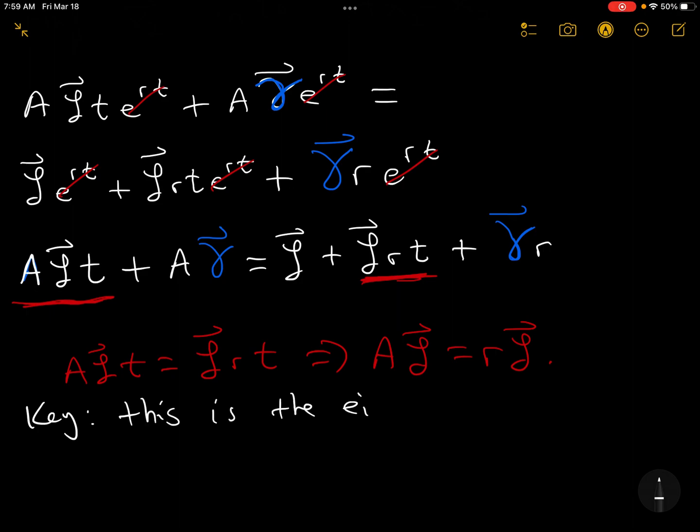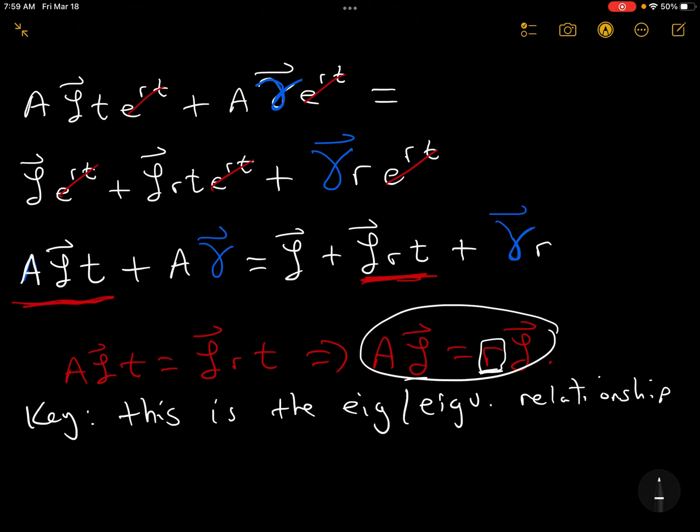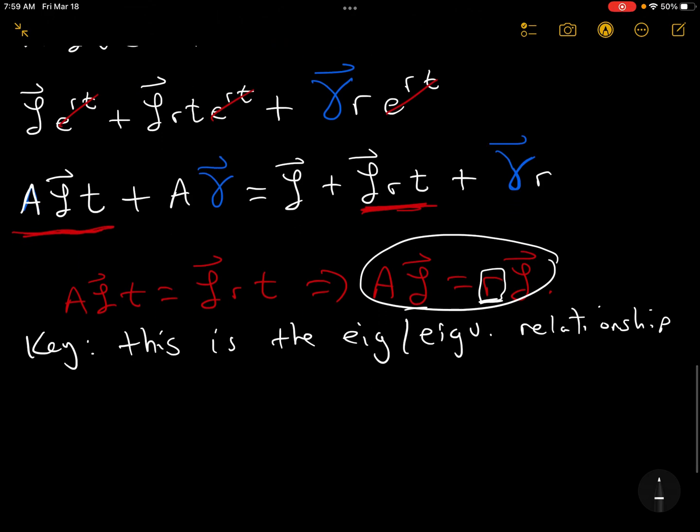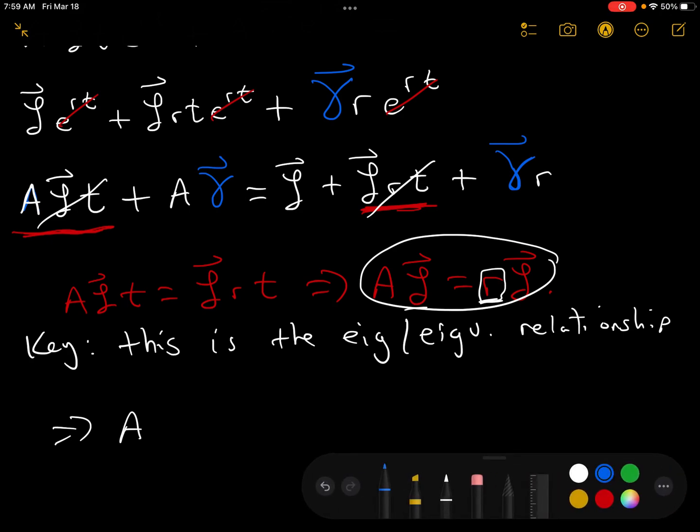This is the eigenvalue, eigenvector relationship, right? Zeta is the eigenvector corresponding to R. So this is a true equation, and if I subtract the two out, I get 0. So this guy cancels this guy, and now I'm left with A gamma equals what? Zeta.